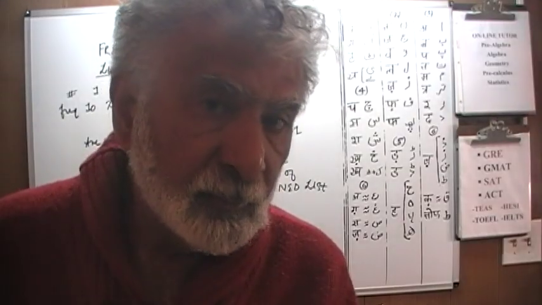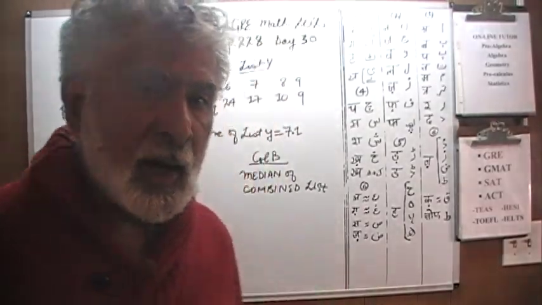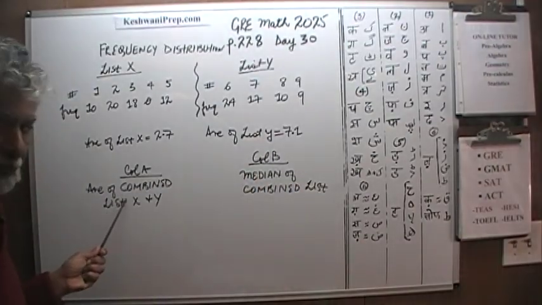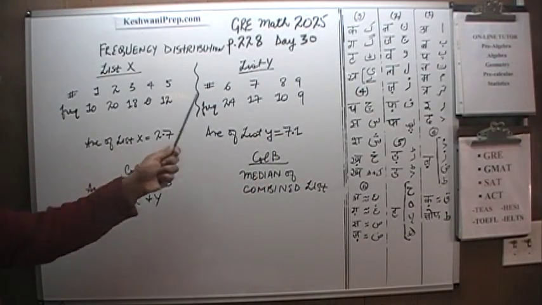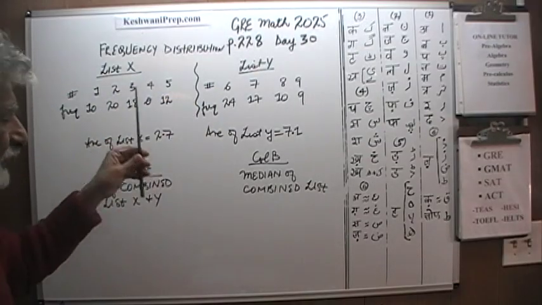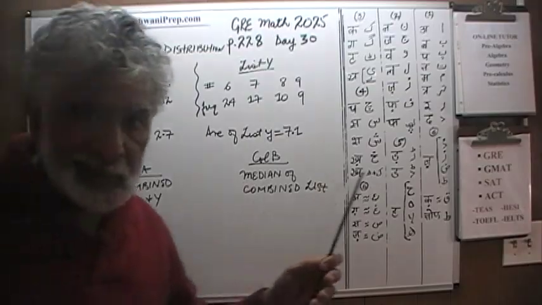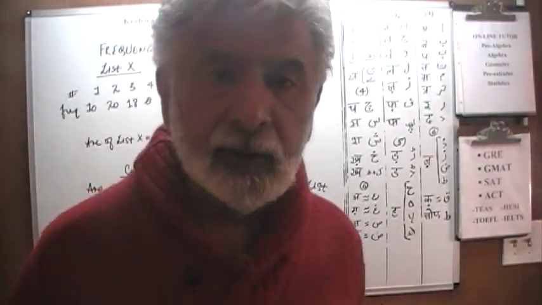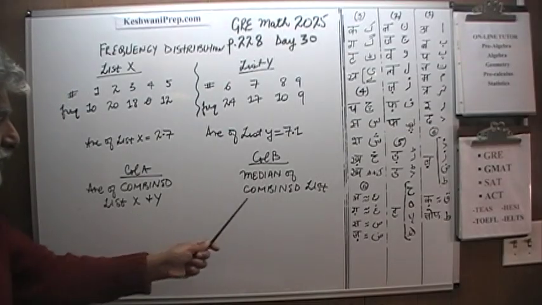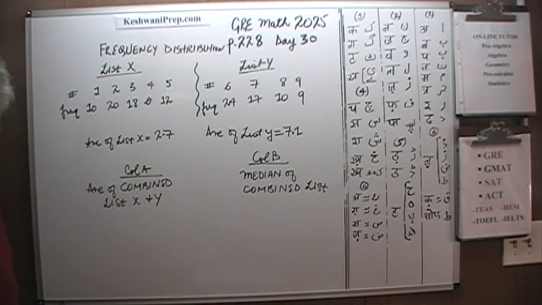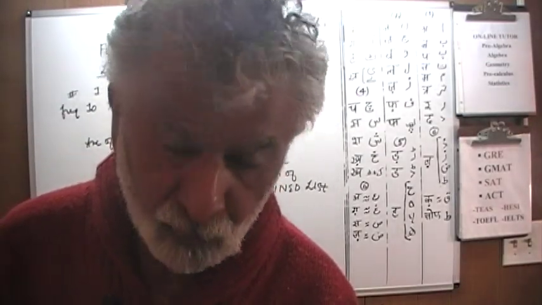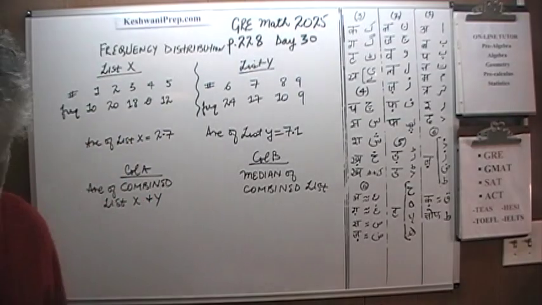The question is very simple, very straightforward. We are to compare the combined average. We combine this list with that list and produce one list. Once we produce one list by combining the two lists together, the question is, how does the combined average compare to the combined median? That's all it is. Go ahead, do it yourself. I'll give you a second to pause and unpause the video, and then we'll do it together.